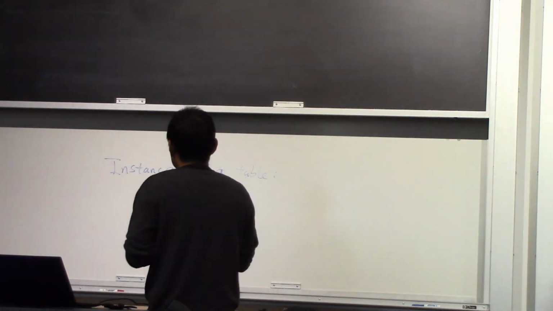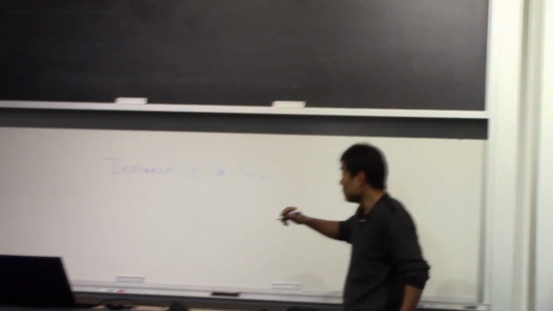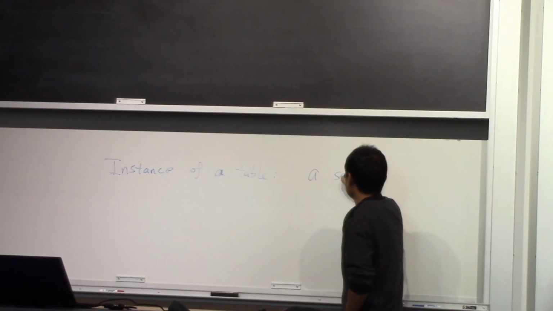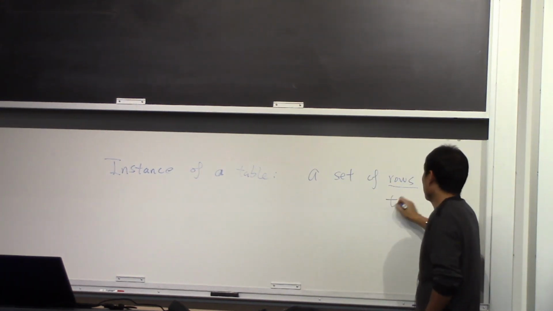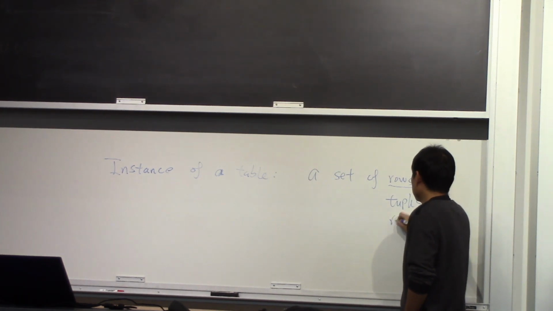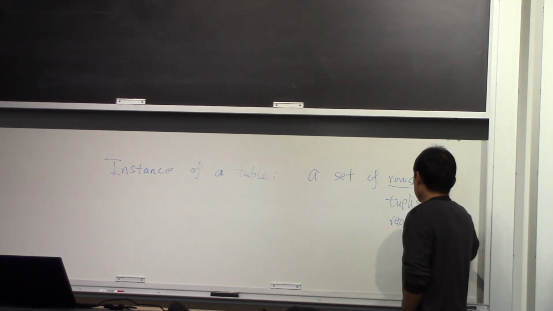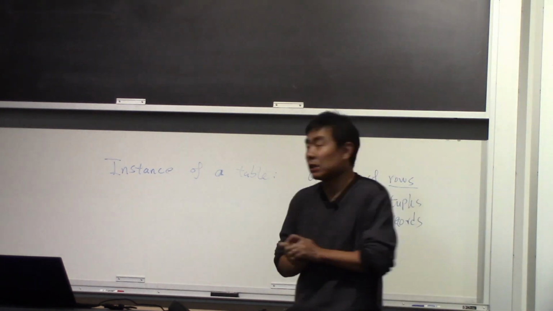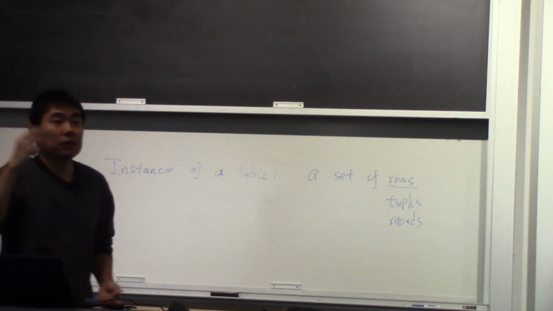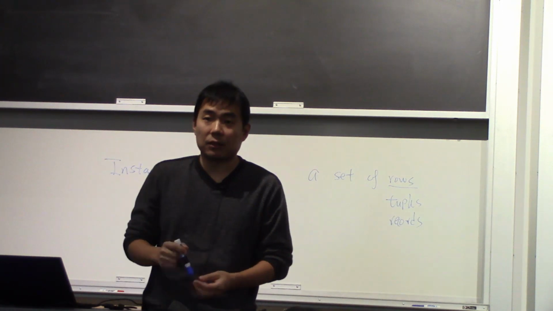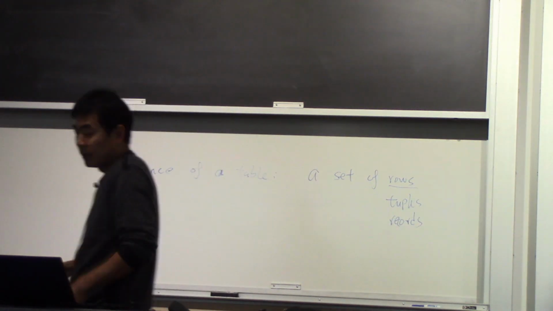Yep. All right, so the instance of a table is basically a set of rows. And these rows, sometimes we call them tuples or records. They refer to essentially the same thing. For example, in this case, the instance of this table is a set of 3 records, a set of 3 tuples.